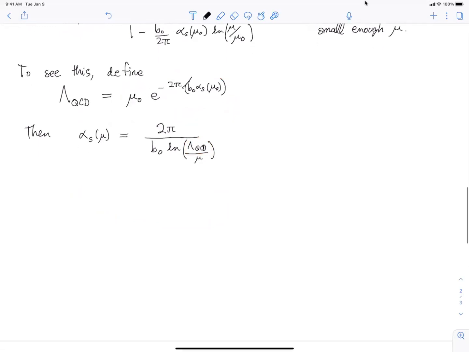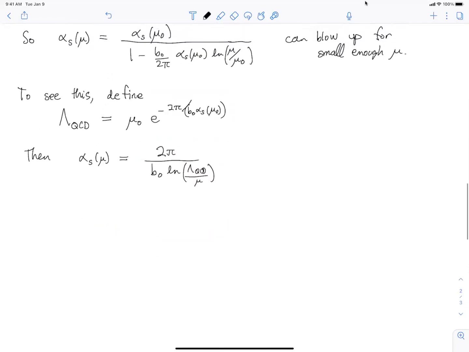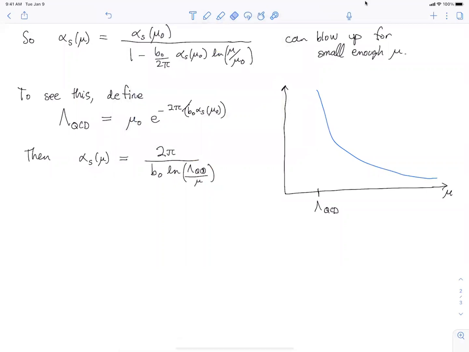And so we can graph what this looks like. Actually, let me do it here. So this is as a function of the renormalization scale. There's some particular scale, Lambda QCD. And when mu equals Lambda QCD, this logarithm is the logarithm of 1, which makes it 0, which means we're going to infinity. So the graph of this is going to look like something like that. Okay, this is the asymptotic value.